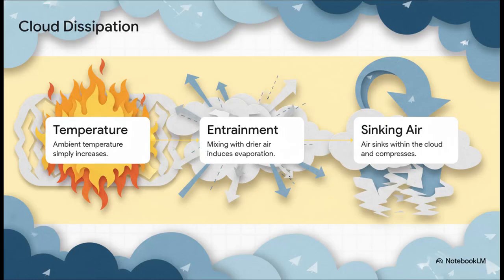Now, just as important as knowing how clouds form is understanding how they die. Breaking these complex processes down makes them unforgettable, so here are the 3 exact ways a cloud dissipates. Step 1, the ambient temperature just goes up. Step 2, entrainment, which honestly is just a fancy meteorological word for the cloud mixing with drier surrounding air, causing it to evaporate. And step 3, air sinking within the cloud itself. That sinking air compresses, it warms up, and it completely kills the moisture.